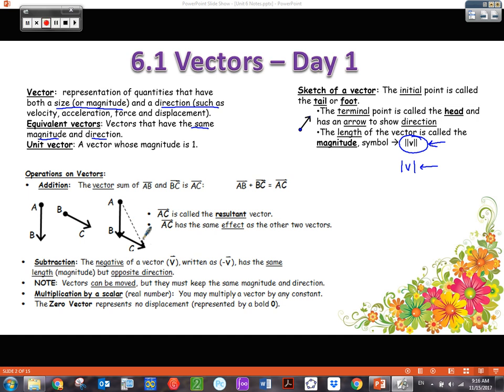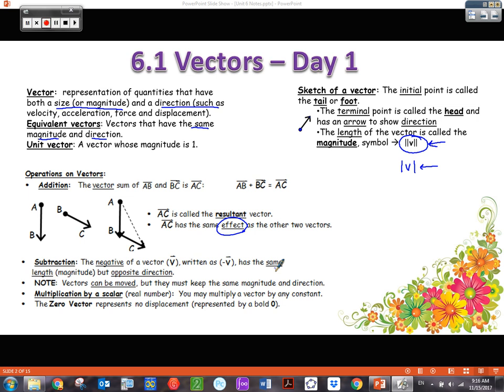That's usually how we would draw that. So we have the two vectors being added, and there's our resultant vector. What does a resultant vector mean? It basically means that this vector AC has the same effect as the other two put together. It's the result of those two forces, whatever they are. That's the result of what happens.